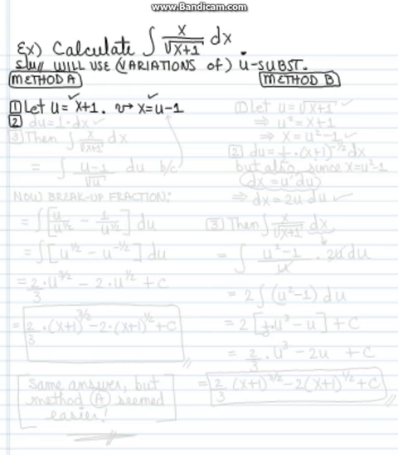Step 2, let's calculate the differential du. We know it's equal to u prime dx. u is x plus 1, so the derivative of u, in other words u prime, is 1, so du is equal to dx. Okay, let's do the original integral, x over the square root of x plus 1 dx. Now we're ready for u substitution.